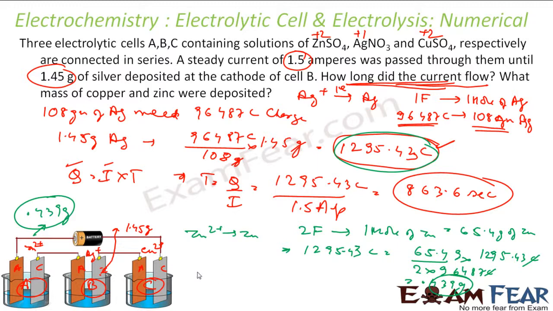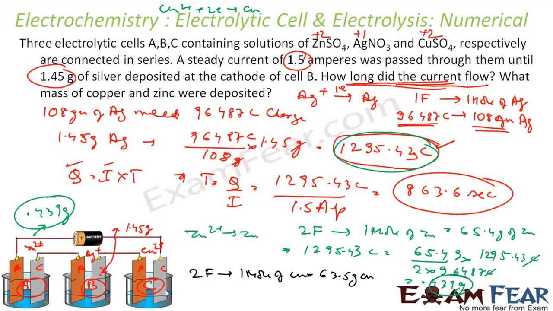Similarly, we can do for copper. Copper we know that Cu2+ will take 2 electrons to give copper. So for copper I can say that 2F charge is required to produce again 1 mole of copper based on this reaction. 1 mole of copper is nothing but 63.5 gram of copper.